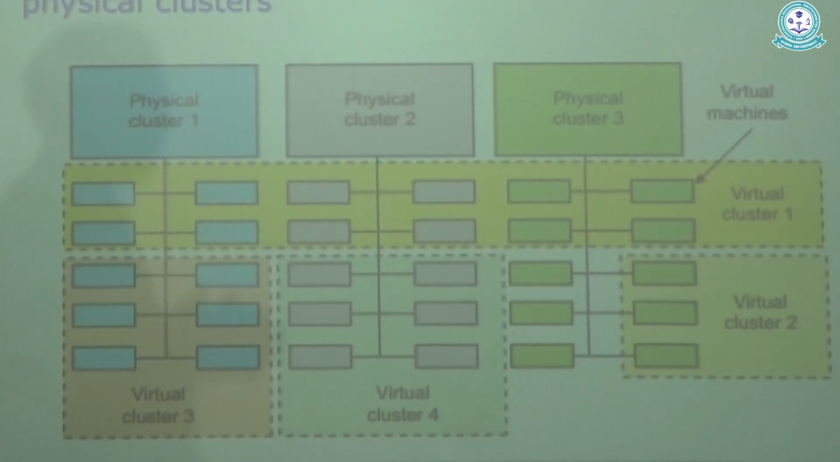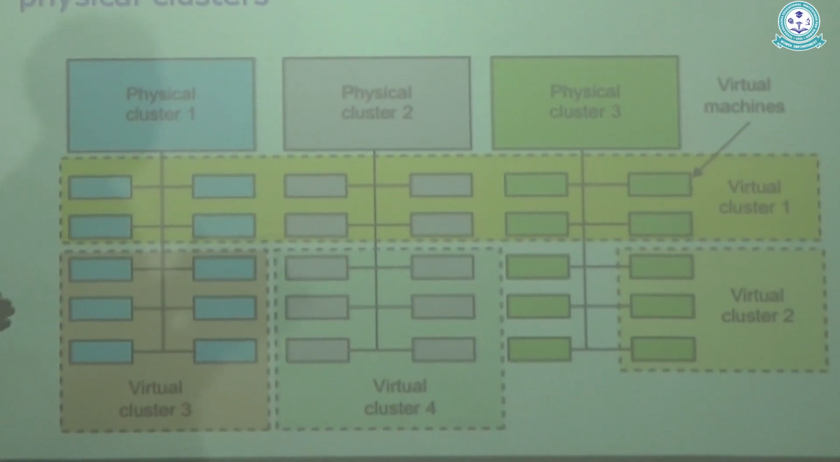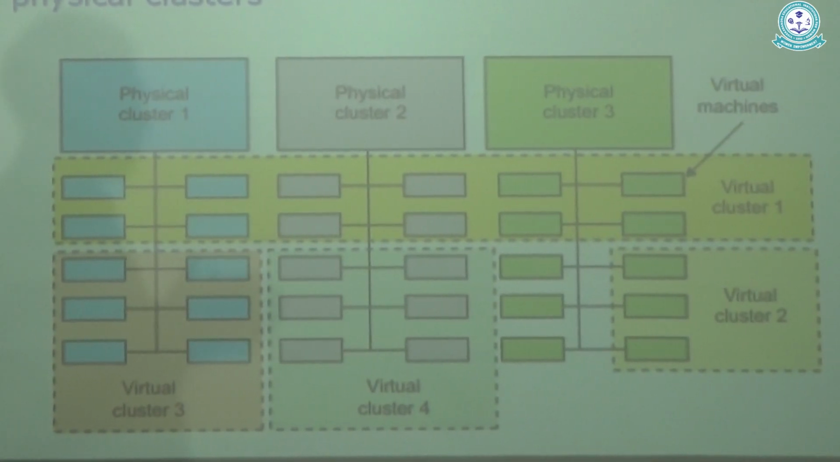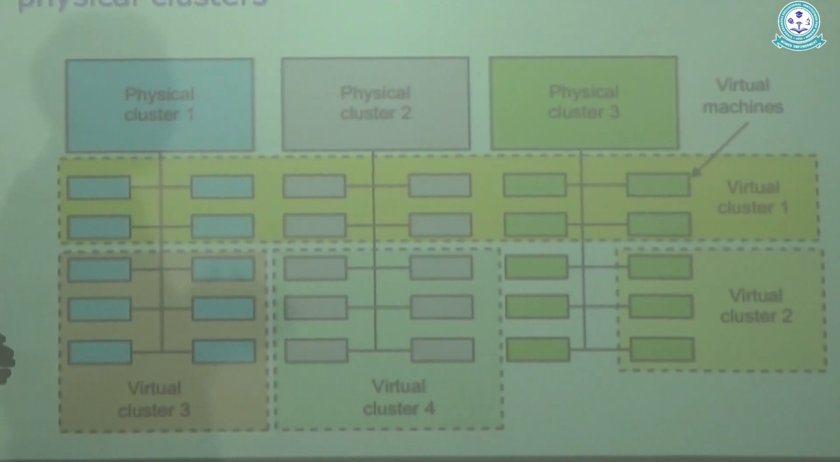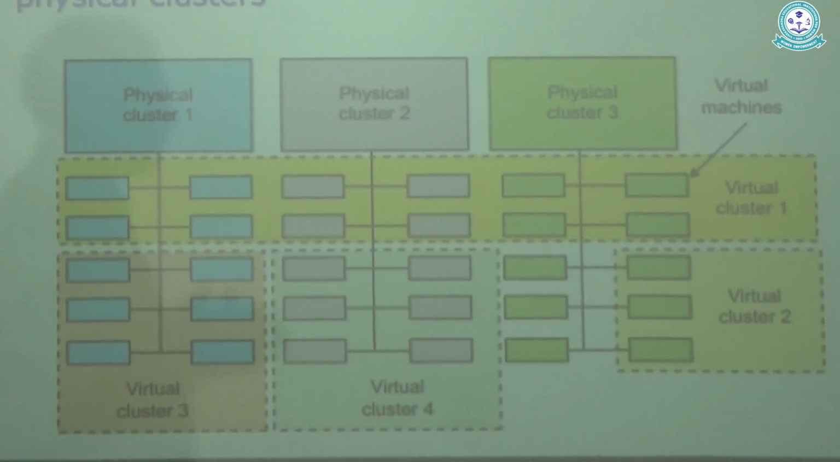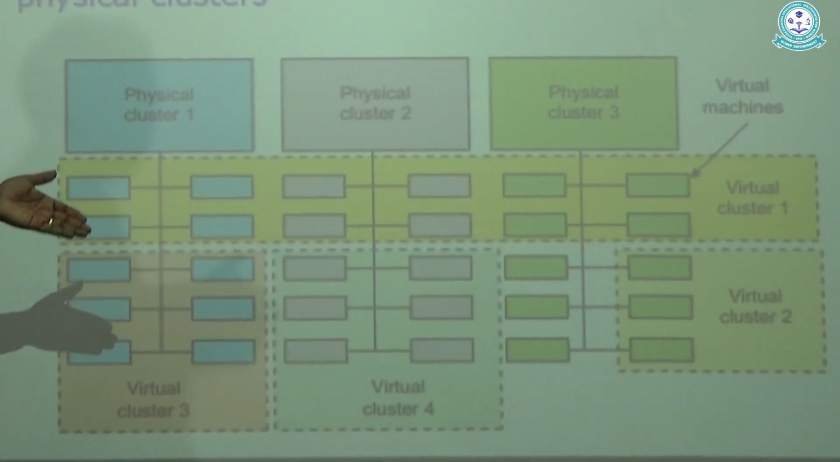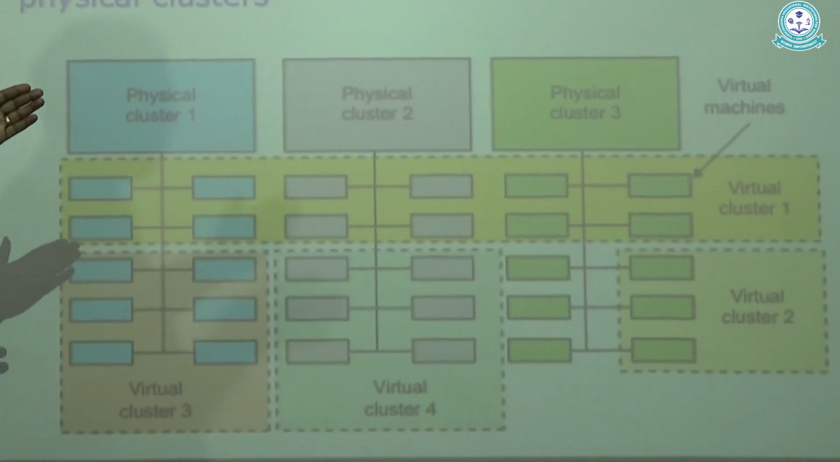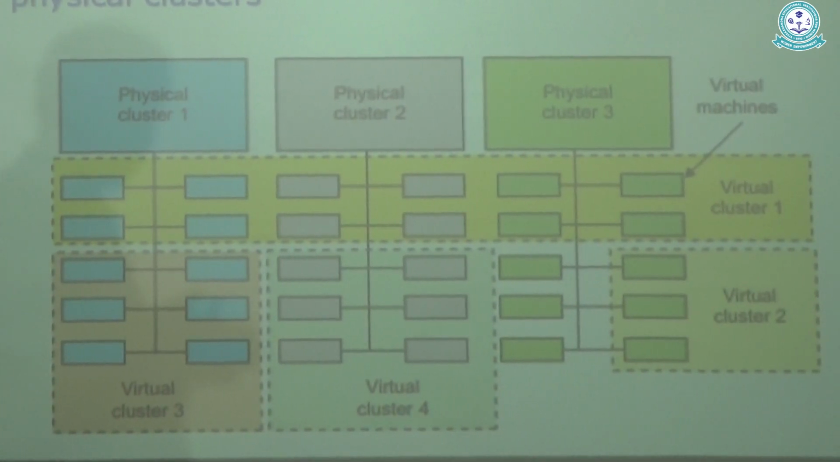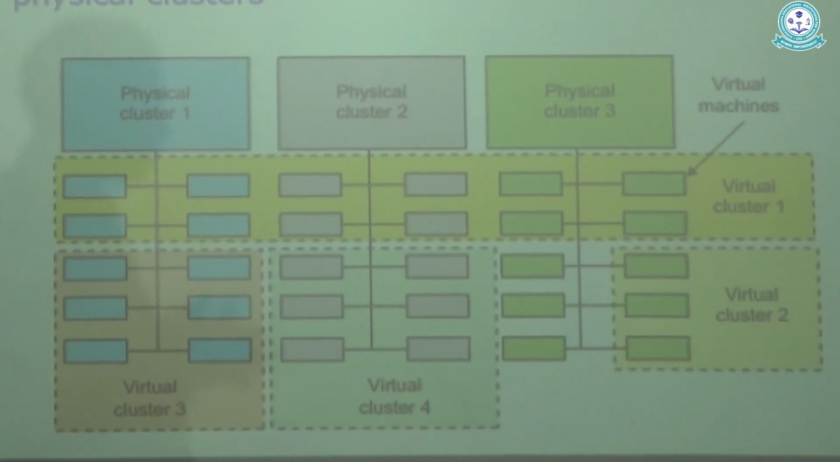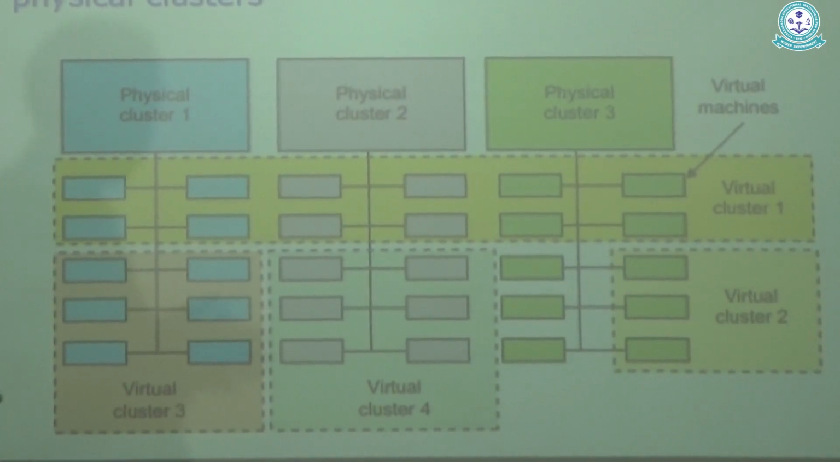So all these virtual clusters can be horizontally interconnected or vertically interconnected. When we see the first virtual cluster 1, here we have eight virtual machines. 8 virtual machines are horizontally interconnected. And when we see virtual cluster 2, 3 virtual machines are logically interconnected. When we see virtual cluster 3, here we have 10 virtual machines logically interconnected.